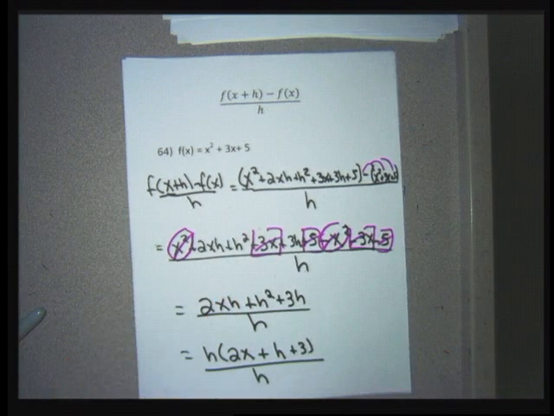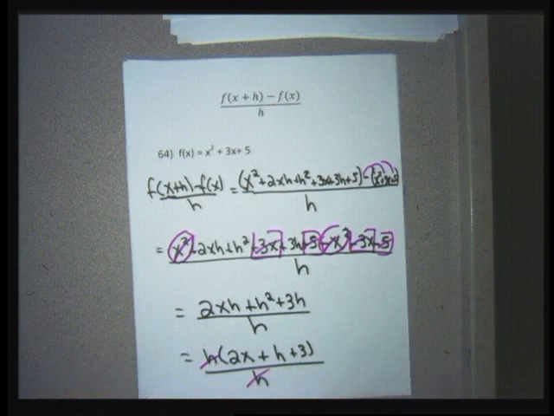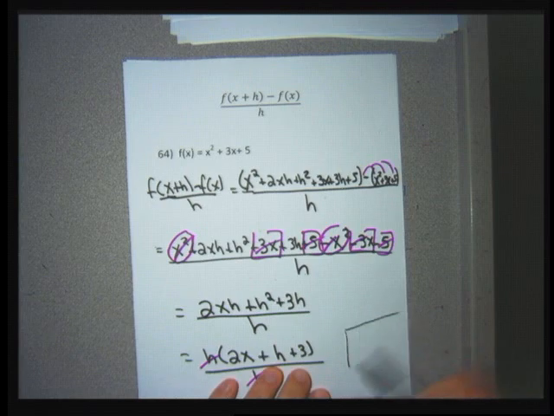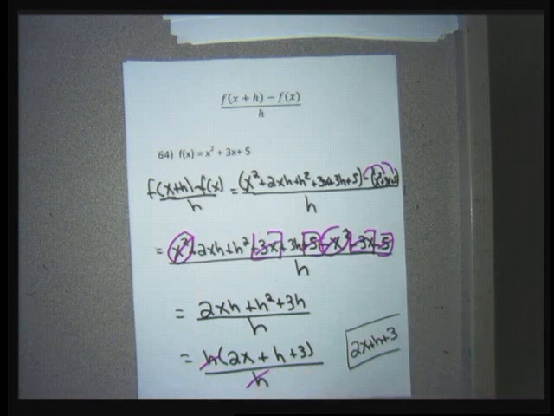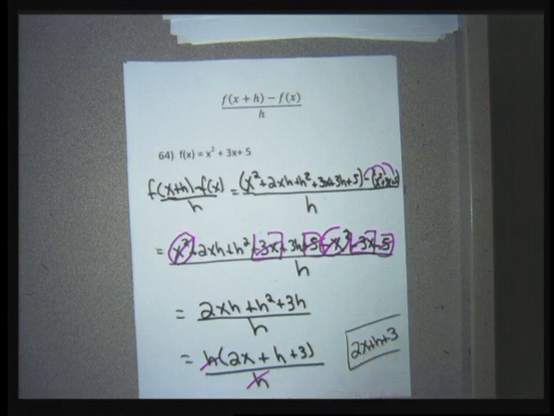That sets me up to cancel the h's. The answer to this problem is no longer a fraction because I've canceled the entire denominator. The answer to what the difference quotient is here is 2x plus h plus 3. Very close to the derivative in calculus. If you took calculus before, you'd put 0 in for that h and have something called the derivative.